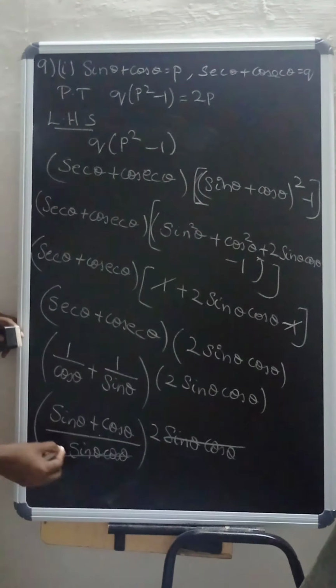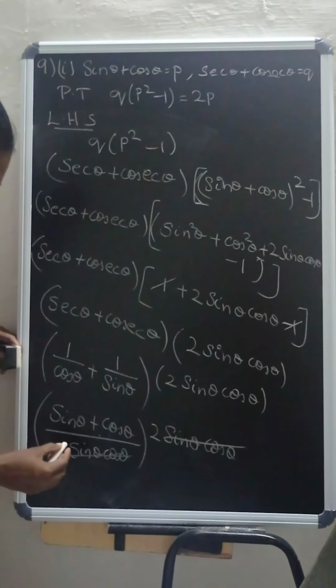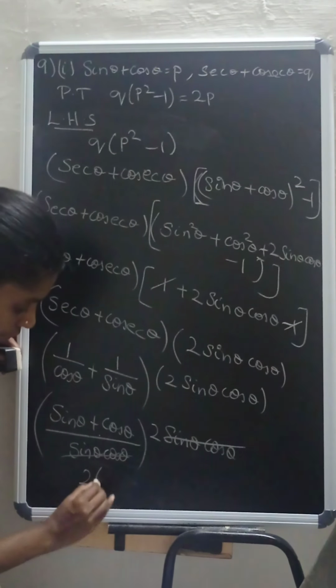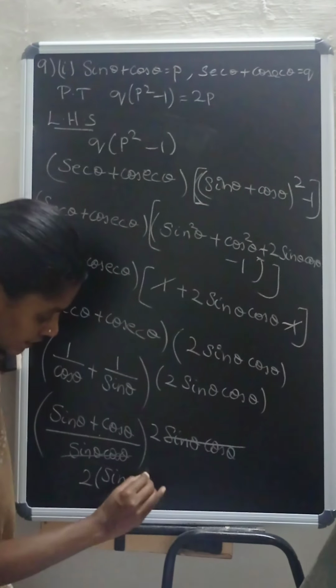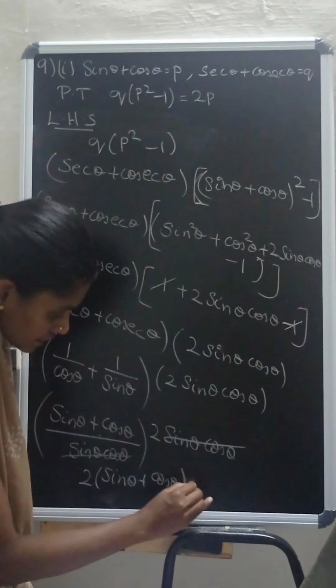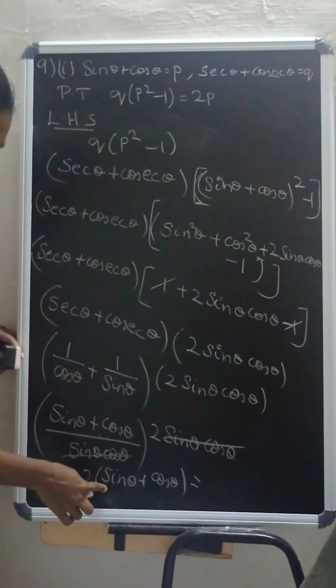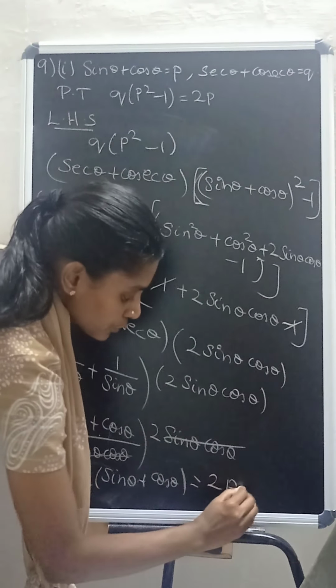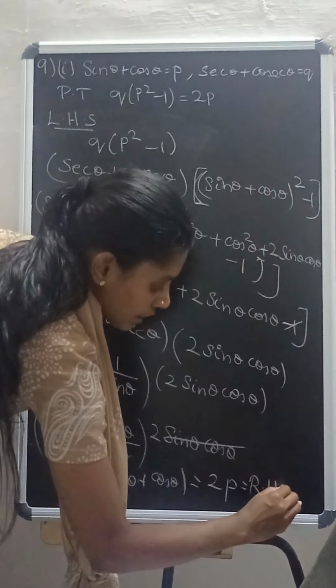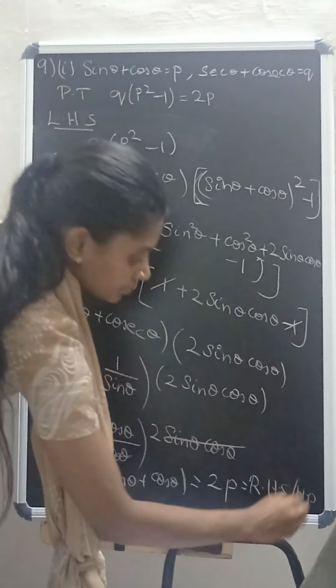This sin theta cos theta and this sin theta cos theta gets cancelled. You will get 2 into sin theta plus cos theta. So sin theta plus cos theta is equal to P. So you can write equal to 2P, which is equal to RHS, hence proved.